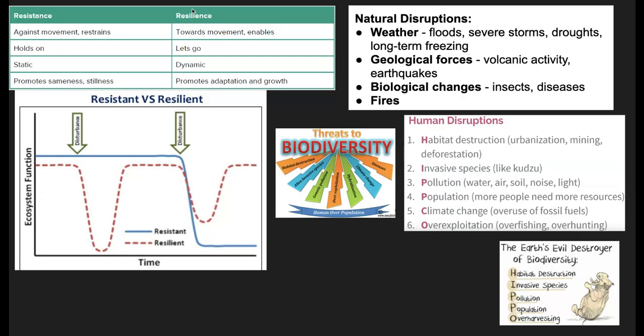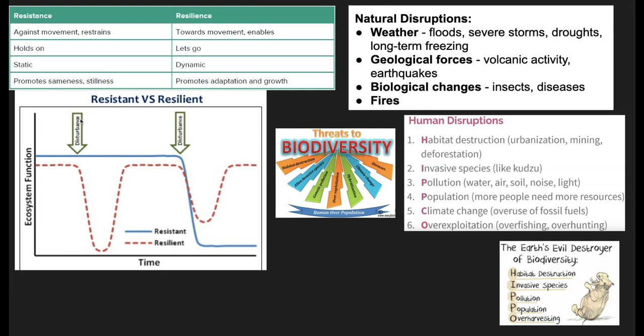Okay, so natural disruptions to ecosystems. Okay, so the two definitions that we needed to have are resistance and resilience. So resistance is the ability to hold on, the ability to resist, the ability to not move, to restrain, to be static, to not change, right, in response to a disturbance. Resilience, though, is going to actually go with the movement, it's going to let it go, it's going to be dynamic, and it will promote adaptation and growth.